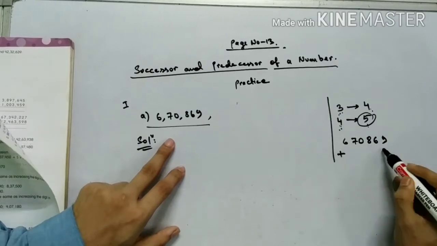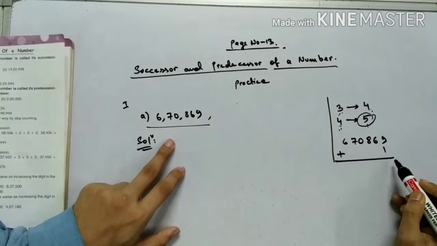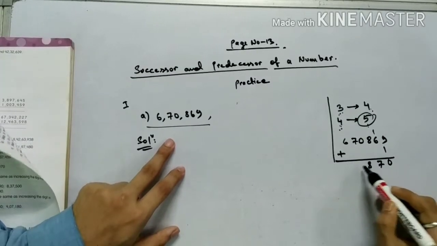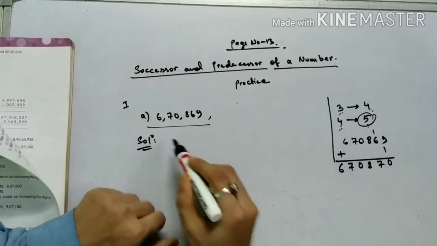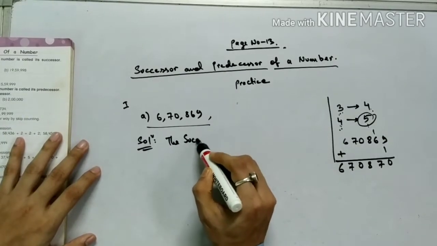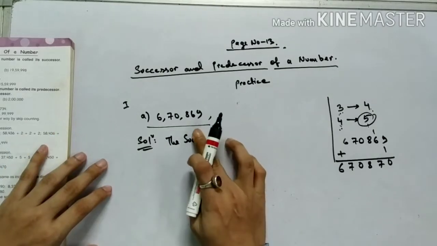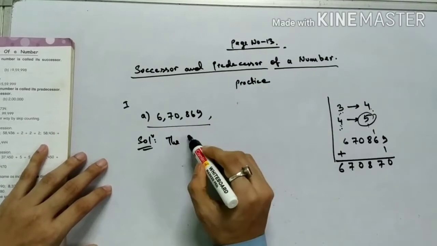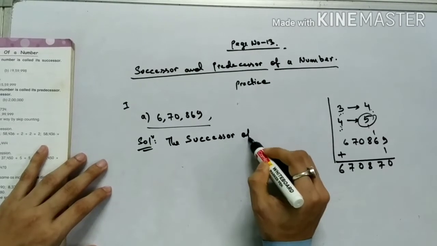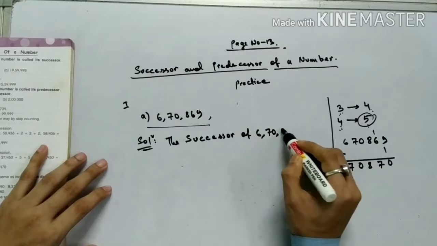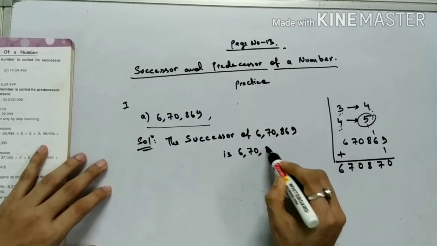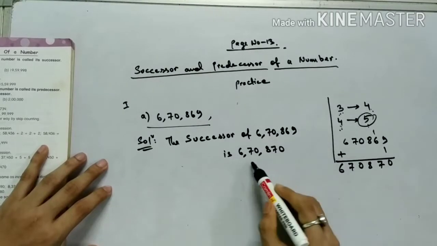670869 plus 1. Add 1 to it. Okay, add 1 to it. This one I will get 670870. So therefore the successor of, you will write the spelling S-U-C-C-E-S-S-O-R, the successor of 670869 is 670870. This is the answer.